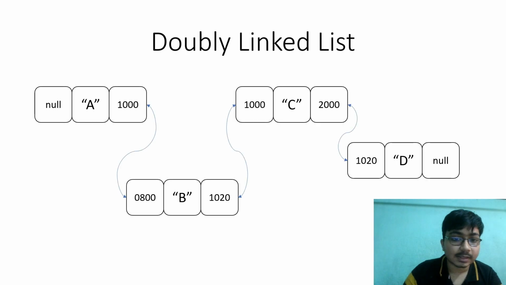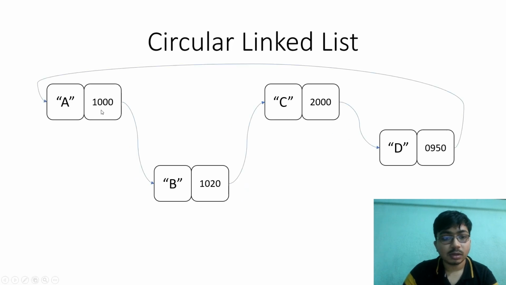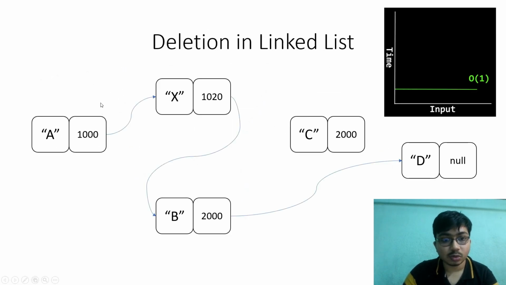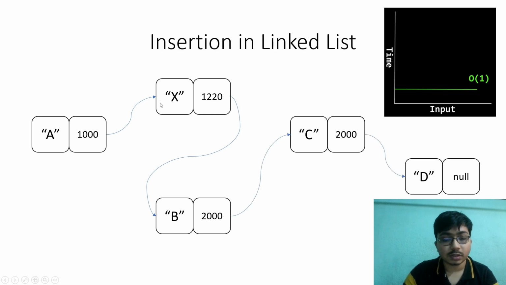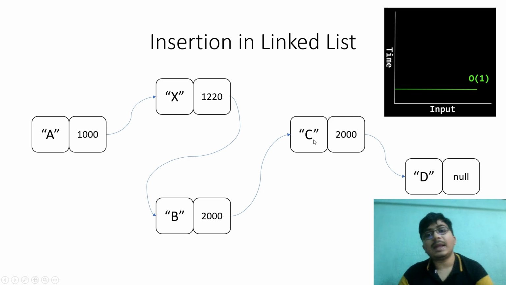So if I want to access, let's say, this C element, we first need to go to this A element, then traverse to the next one, then traverse to this X element, and then get the memory location of next. This is B, and then C. So accessing or searching through a linked list is a more expensive operation, because it's linear time complexity.